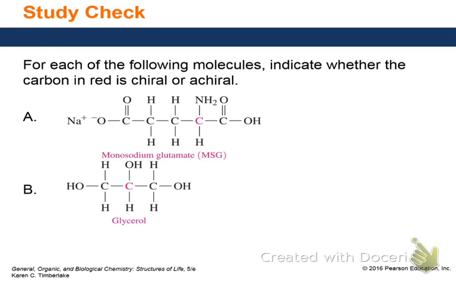All right, so MSG, chiral, achiral. Chiral. There's an acid group here. There's all this other stuff over here, an NH2 and an H. By the way, this is related to the amino acid neurotransmitter glutamic acid, or glutamate. It's just got a sodium in place of the hydrogen here.